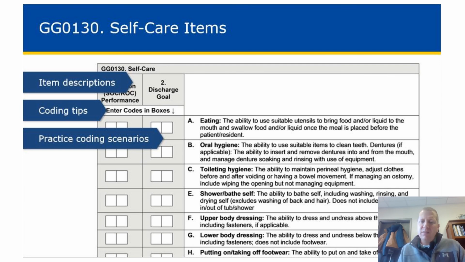Showering and bathing self includes the ability to bathe self. It includes washing, rinsing, and drying self. Okay, so that's one step. And it does not include getting in and out of the shower. Later on, I'll give you some further stipulations as far as what tasks are included with bathing as well. That's kind of interesting.